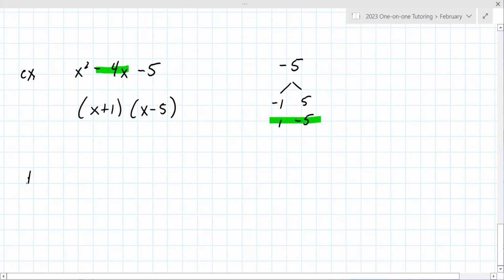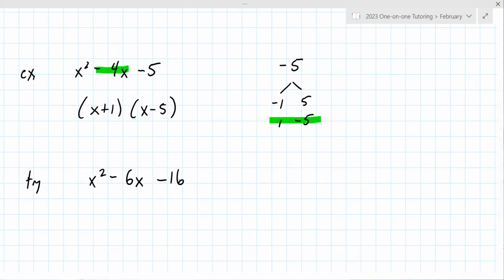So here's one for you to try or think about. Go ahead and work that one out. Let me know what you come up with, please. Here's one. All right.